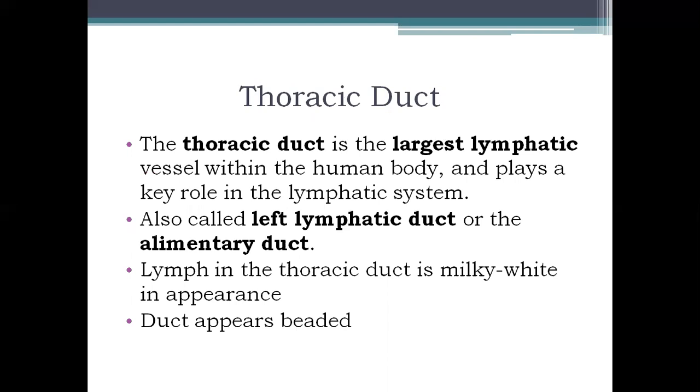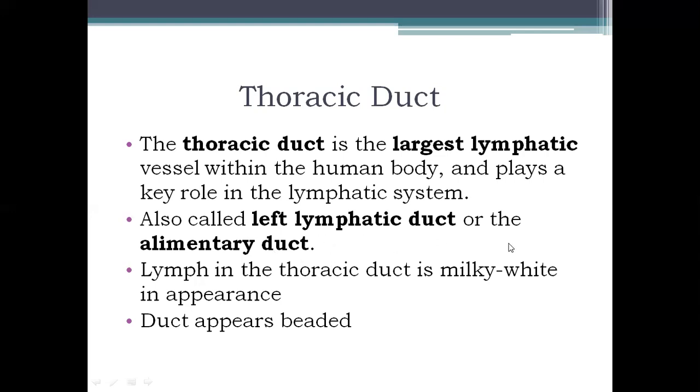So what is thoracic duct? This thoracic duct is a principal channel for lymph. It's also the largest lymphatic vessel in the human body. So this plays a major role in the lymphatic system. This thoracic duct also has certain other names called the left lymphatic vessel or elementary duct.